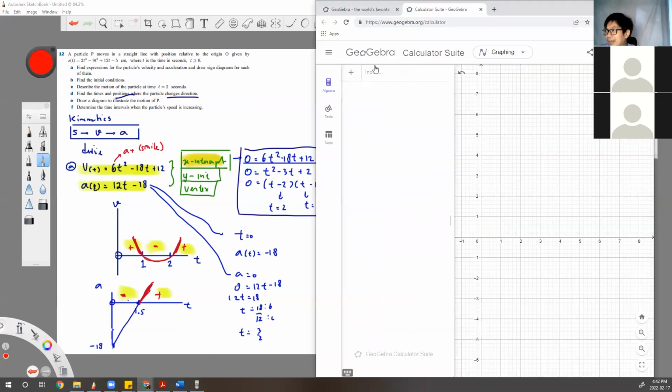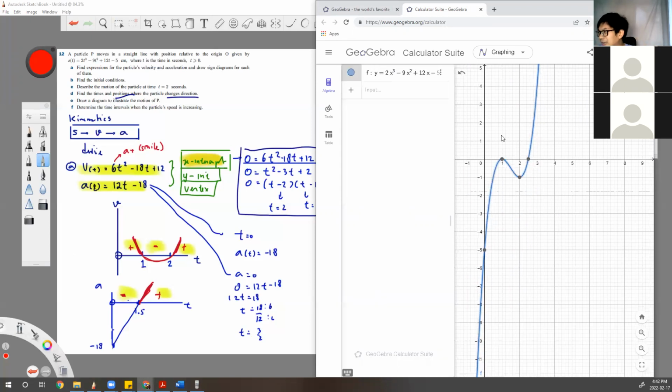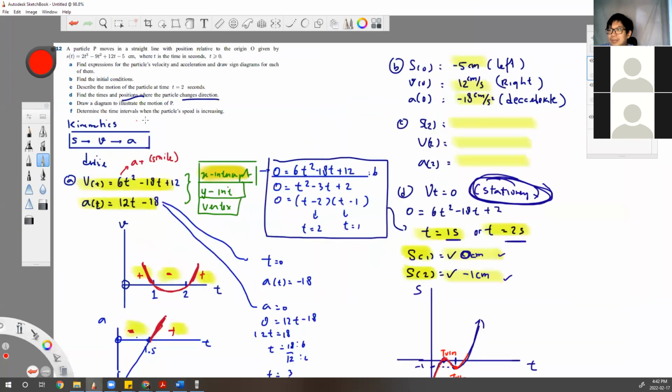you need to doubt everything here. So y equals 2x power 3 minus 9x power 2 plus 12x minus 5. Okay, it's getting near to the answer. Right, there you go, and it's proven, right? 1 and 2, where it is turning its direction. Change direction, change direction. It's shown.